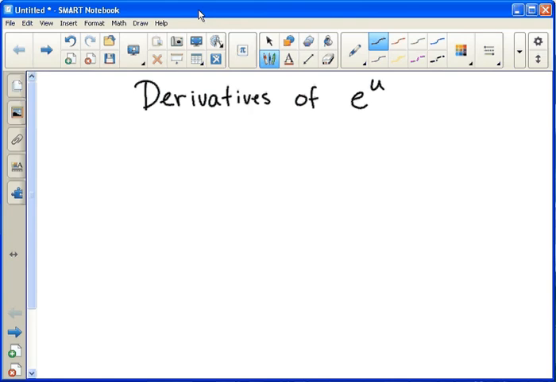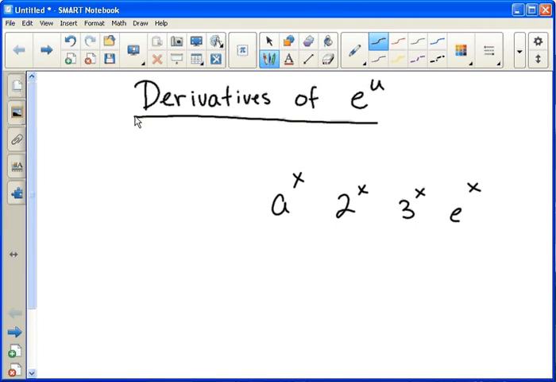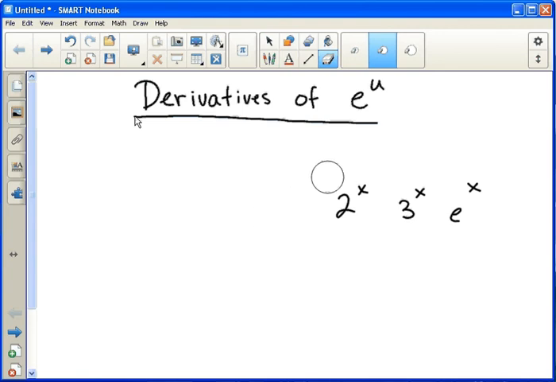Yesterday we talked about the derivatives of natural log of u. So that's logarithms. Today we're going to talk about the derivatives of e to the u. So e to the u is a specific type of exponential. Remember, exponentials are anything of the form a number raised to x. So it could be 2 to the x or 3 to the x, or as we're using, e to the x. Any of those are exponentials. So the exponent has a variable.